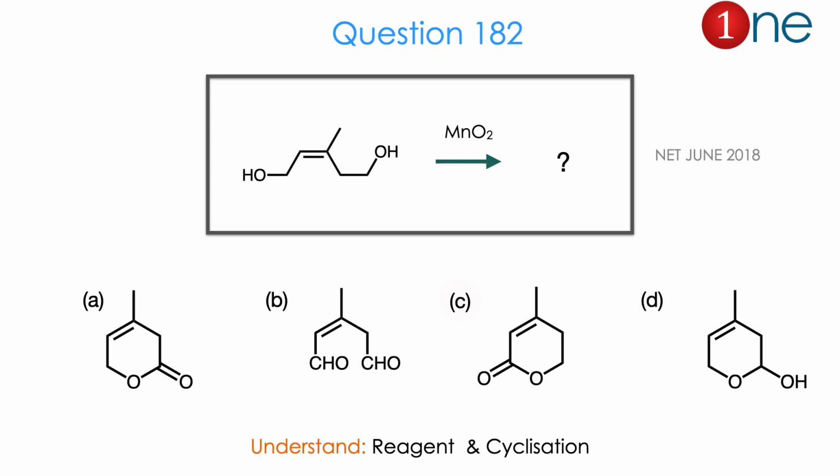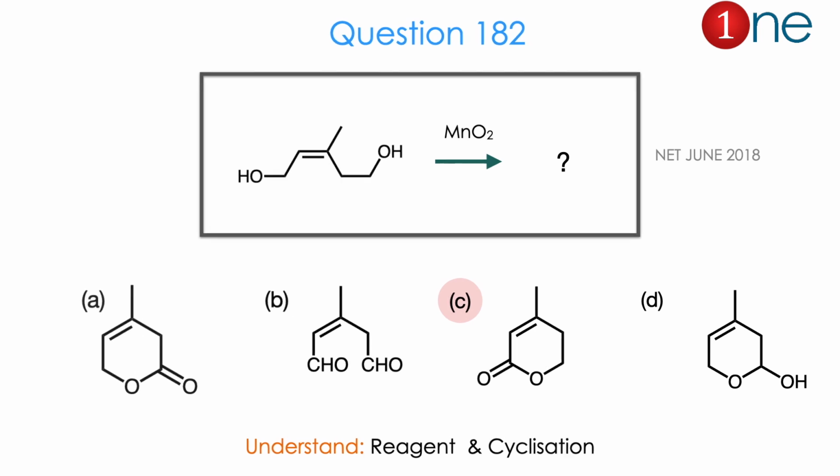So from the starting material with hydroxyl groups and the 4 products, you might realize the question is really about reagent versus cyclization. The answer is C. Let us see how.